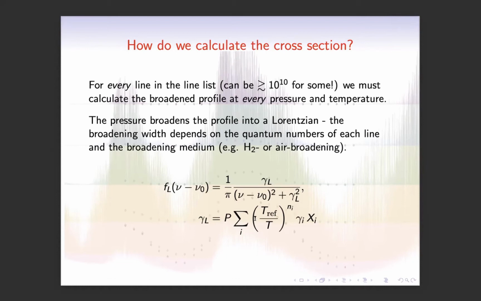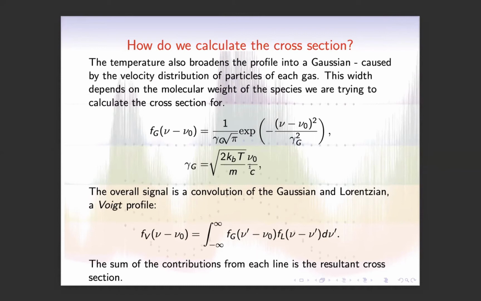Another thing that you can get is the temperature. So when you have a gas at a certain temperature, that has a velocity distribution for the gas. And so some molecules at some point will be coming towards you, some will be going away. And so the line will basically be shifted according to the velocity profile, which is a Gaussian. So you have this thermal broadening, which is the Gaussian, you have this pressure broadening, which is Lorentzian, and then you convolve the two to get the overall line broadening for every single line in your line list. And that's what is a Voigt profile.